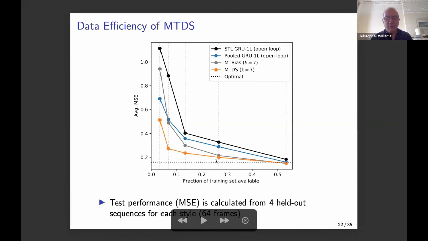So when we had, for example, about 0.1 of the data set, we're already getting much better performance. Although they all converge to the optimal result in the end, we get there faster because we can share this statistical strength. And I should have mentioned that this quantity on the y-axis is the test performance for held out sequences for each style. So that's how we evaluate this.